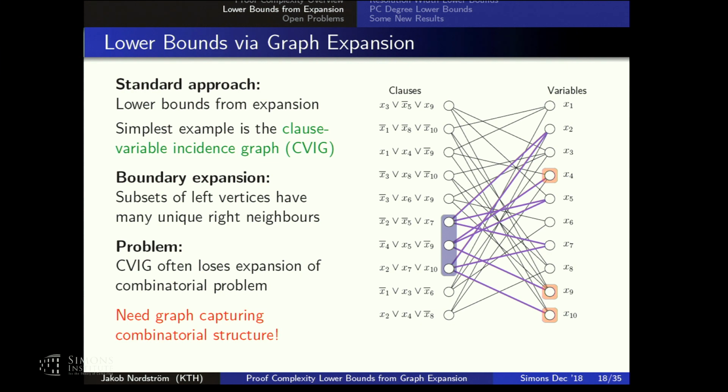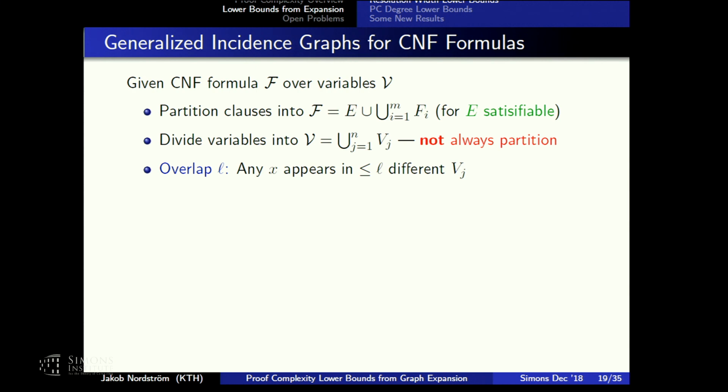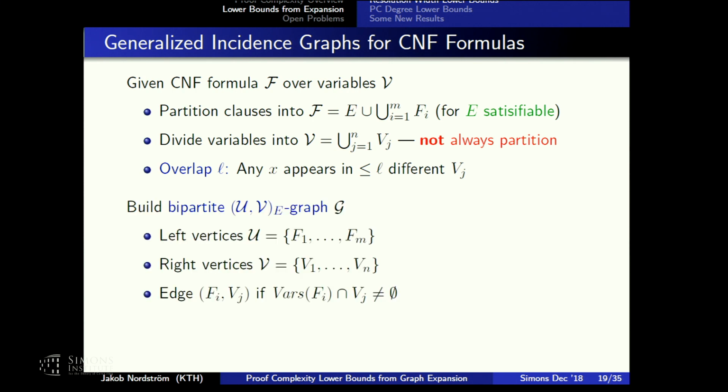So we want to build another graph that somehow captures the combinatorial structure. Guided by our understanding of the formula, we partition the variables into clauses. And then we're going to add something down here at the bottom, a special clause set that I'll call E, that will not take part in the graph. Then I'll divide the variables, and I'll keep track of the overlap, how many times a variable appears over here. I want that to be some constant. Here the overlap is 2. I want it to be bounded.